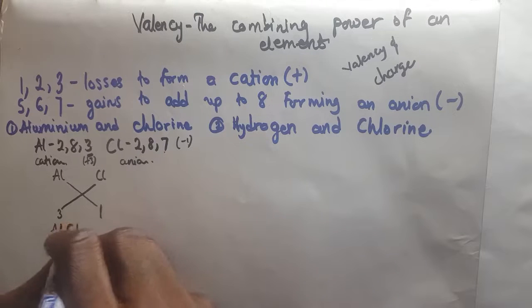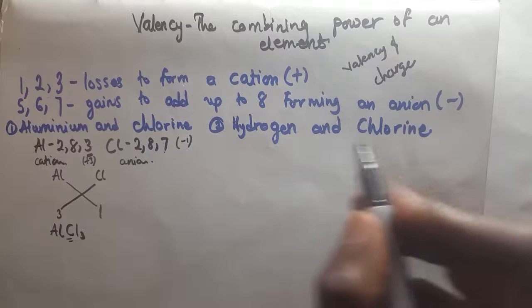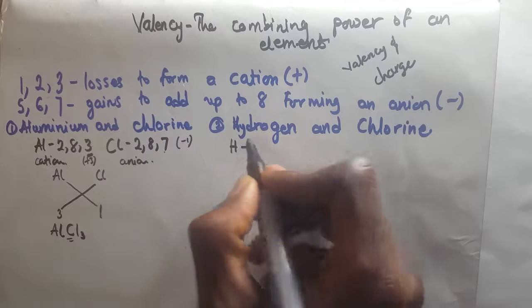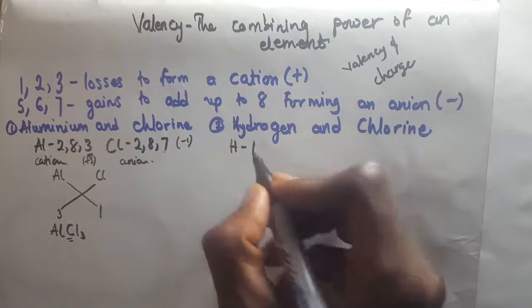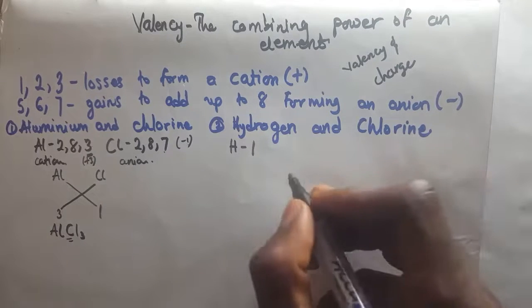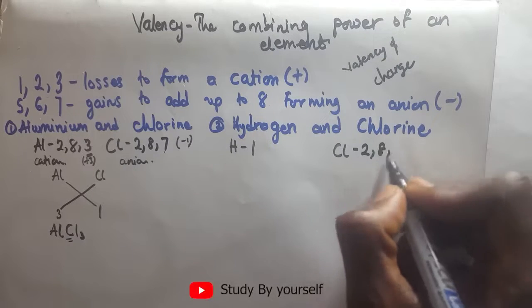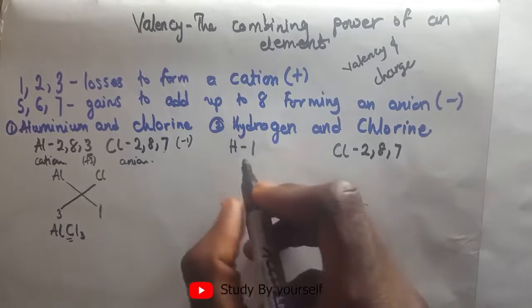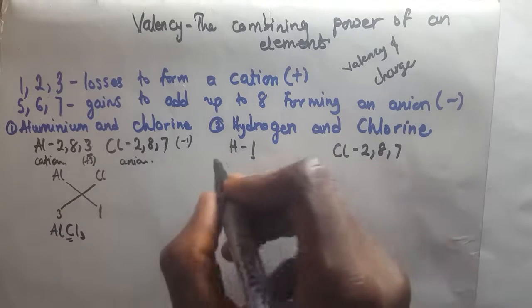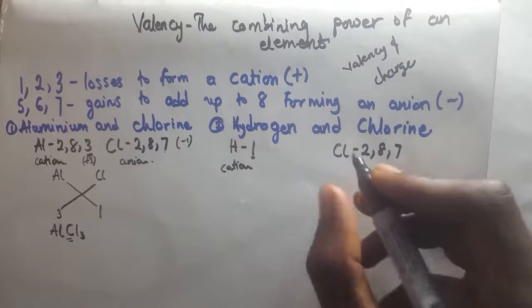This is the compound formed. So you have aluminium chloride. Let's look at the next one. Hydrogen and chlorine. Hydrogen has 1 electron on the outermost shell, so hydrogen is either +1 or -1. And then chlorine is still 17, so 2, 8, 7. Since hydrogen has 1, it is losing, so it is the one forming the cation here. And chlorine here is the one forming the anion.